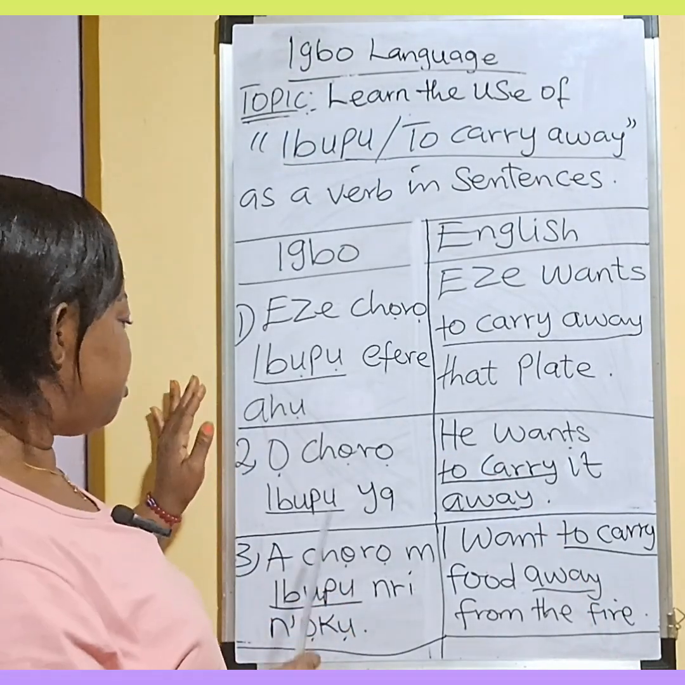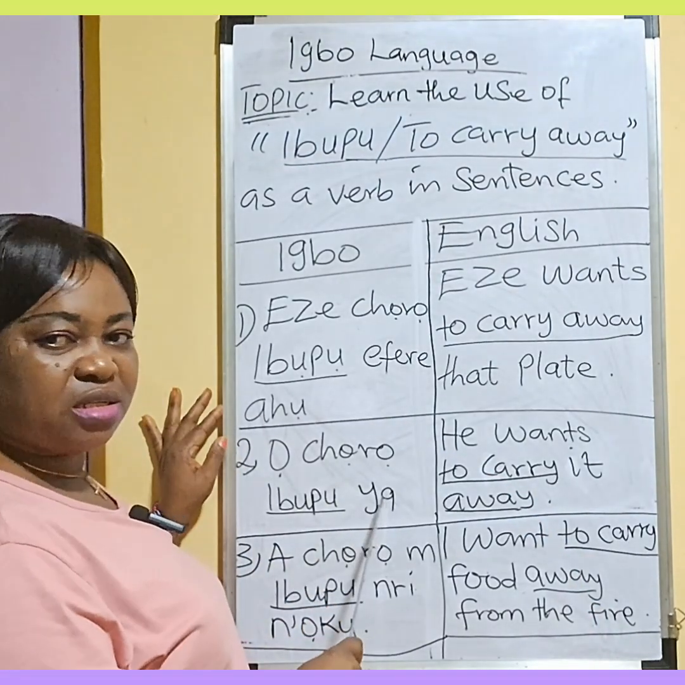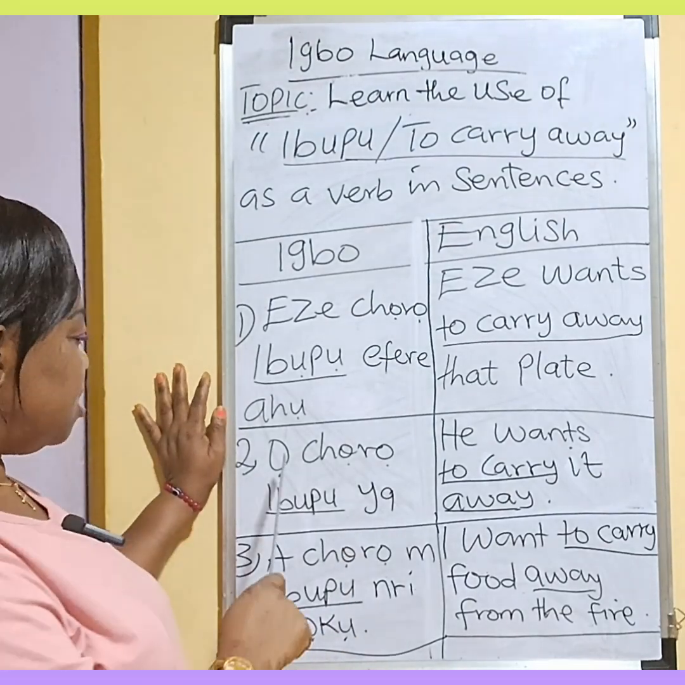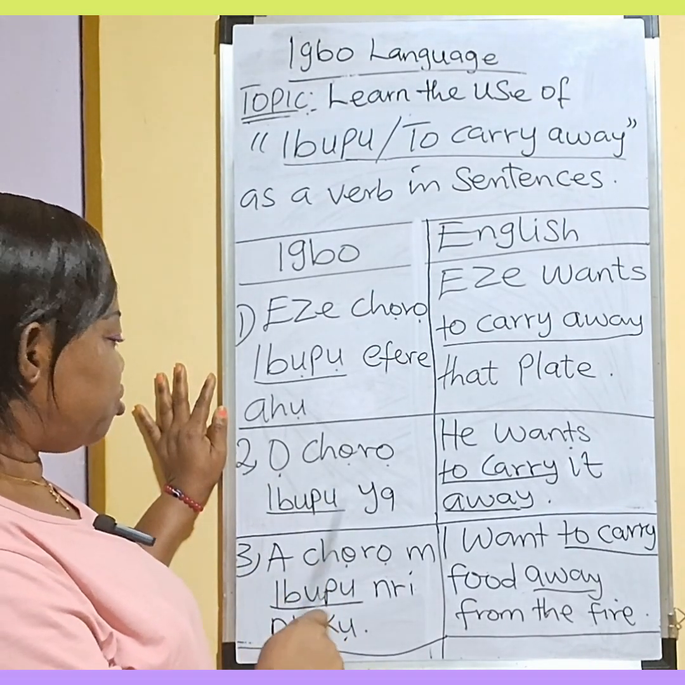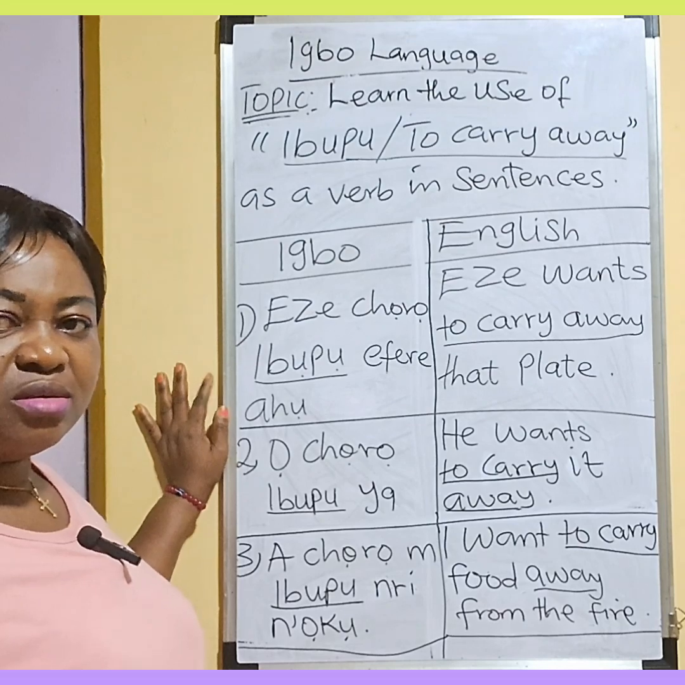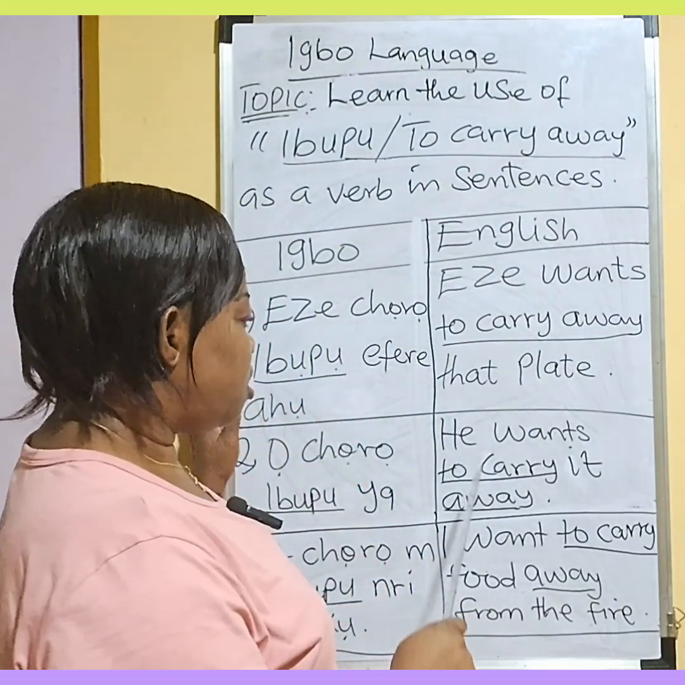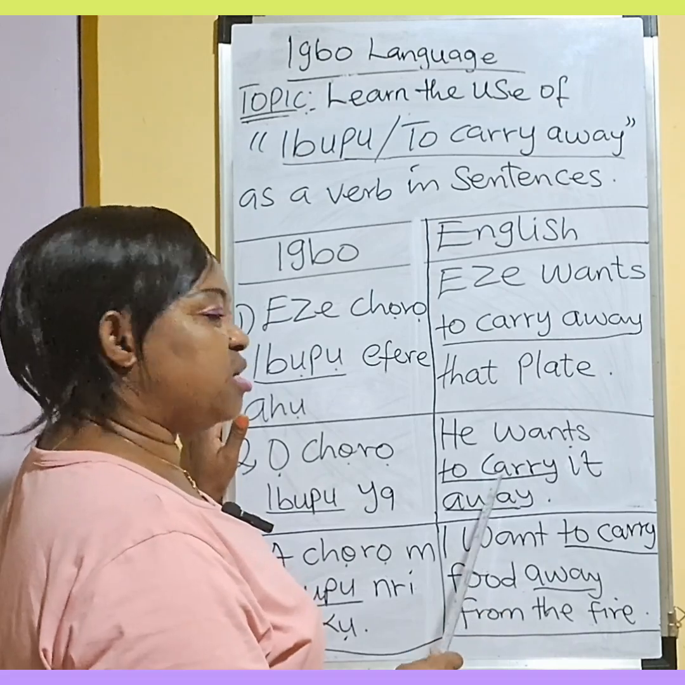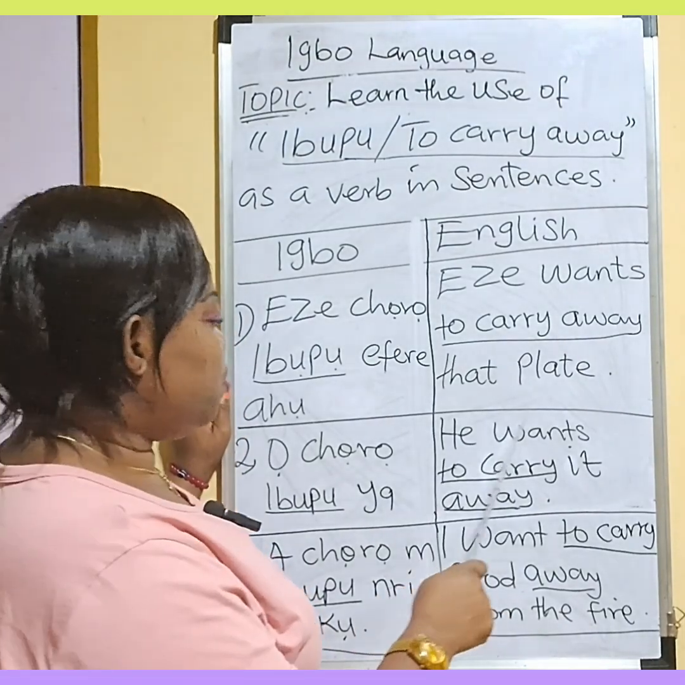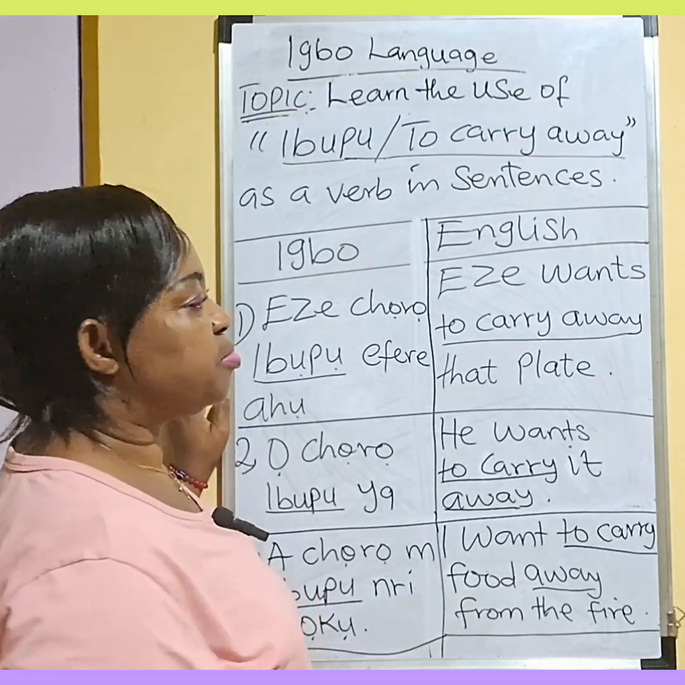Second example, ọ chọrọ ibupu ya. Class, say that, ọ chọrọ ibupu ya. Ọ chọrọ ibupu ya, meaning he wants to carry it away.